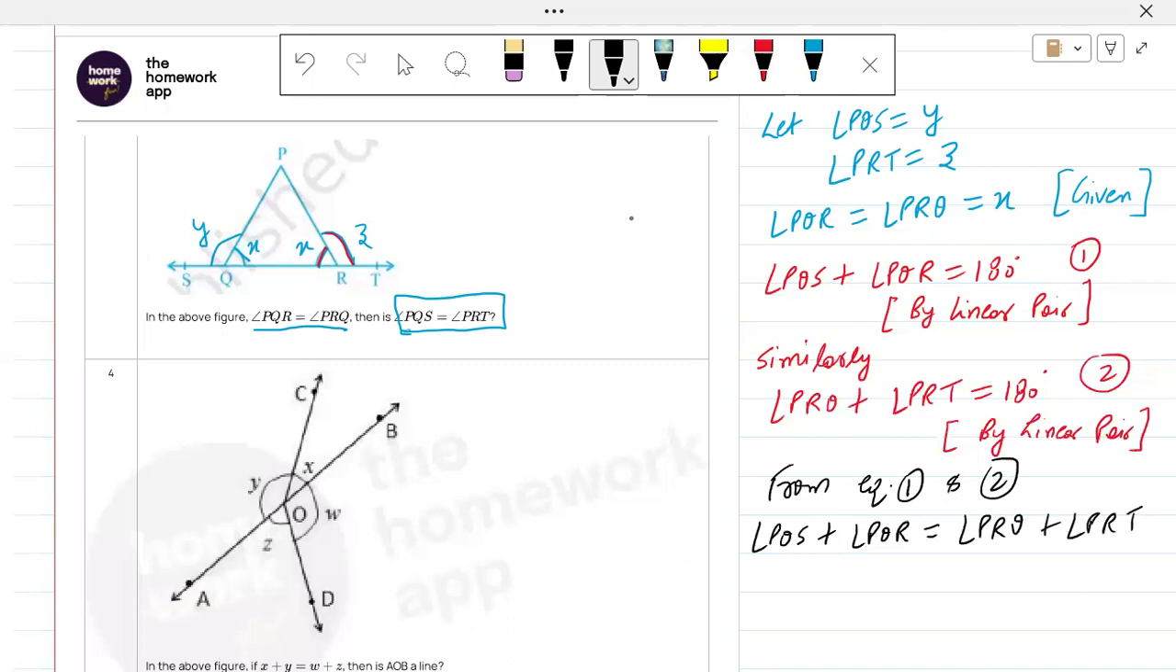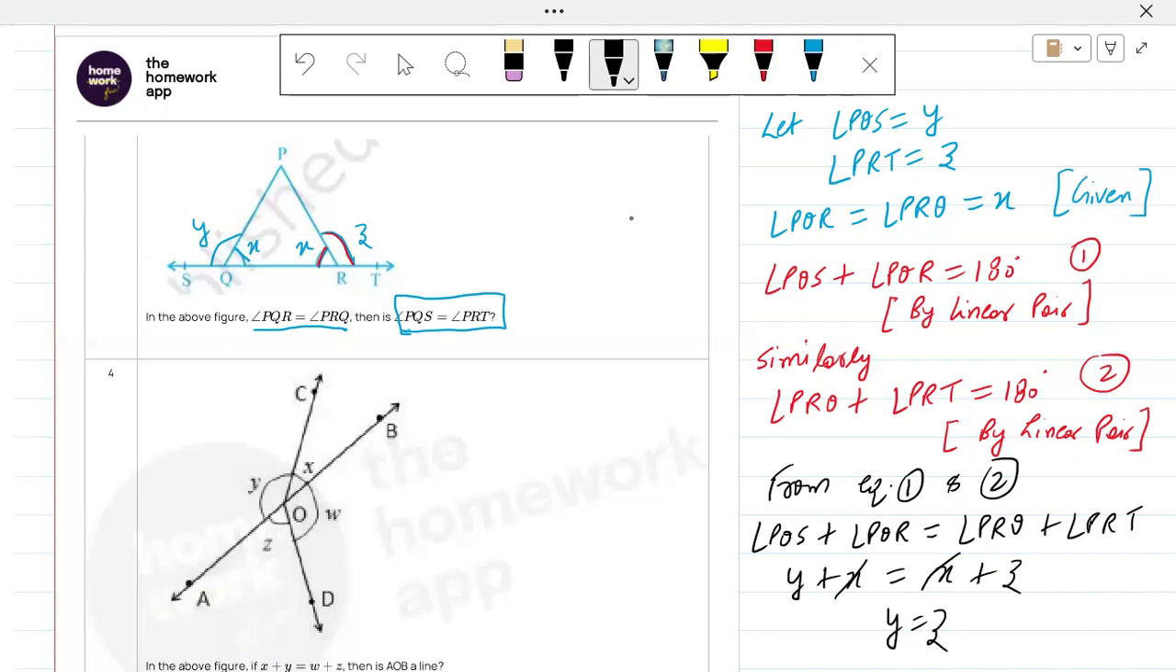Now you know that angle PQR is equal to angle PRQ. You can write the values also. What is angle PQS here? Angle PQS is Y. What is angle PQR? Angle PQR you have let it X. What is angle PRQ? Angle PRQ is again X, because you have already assumed this value. And what is angle PRT? Angle PRT is Z. If you put the value of all these angles, then you come to know that this X will become cancelled out with this X. And what is left here? Y is equal to Z.